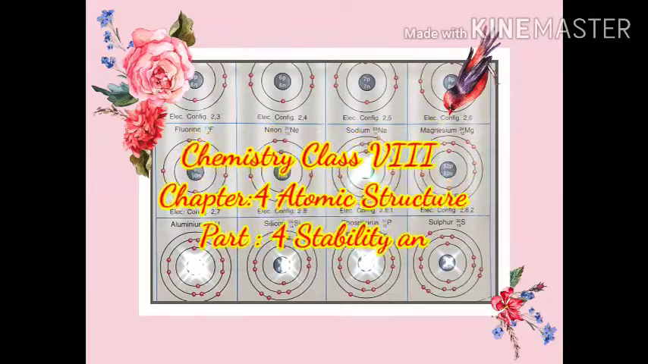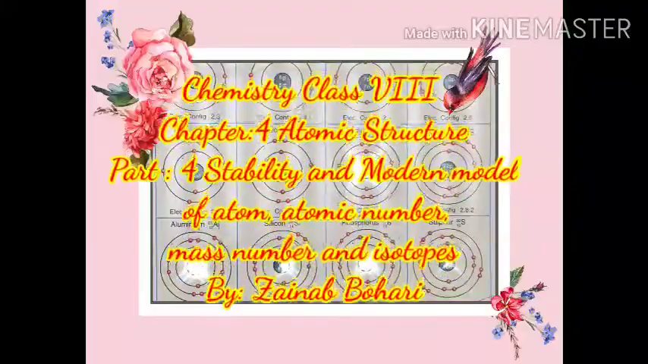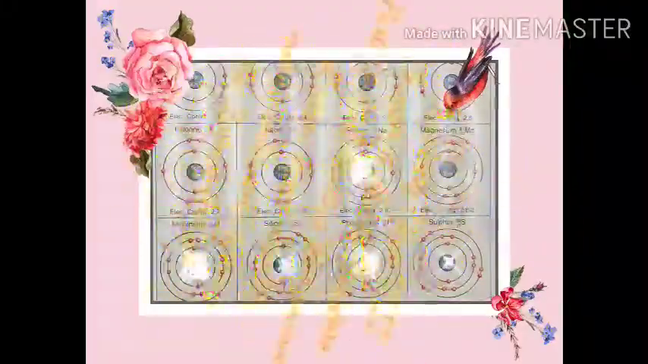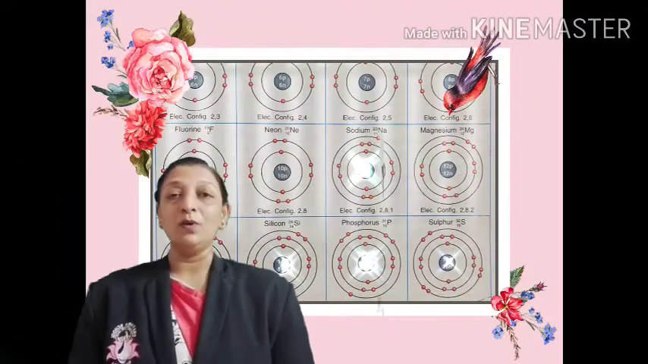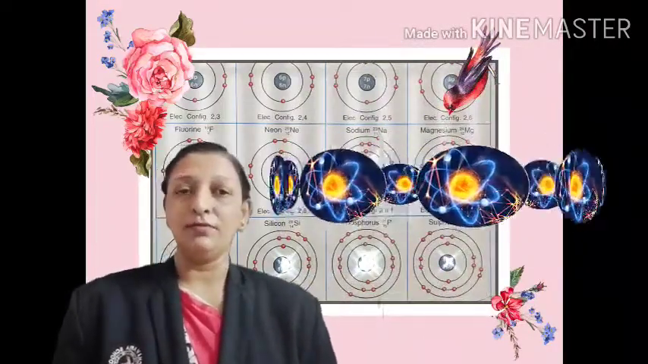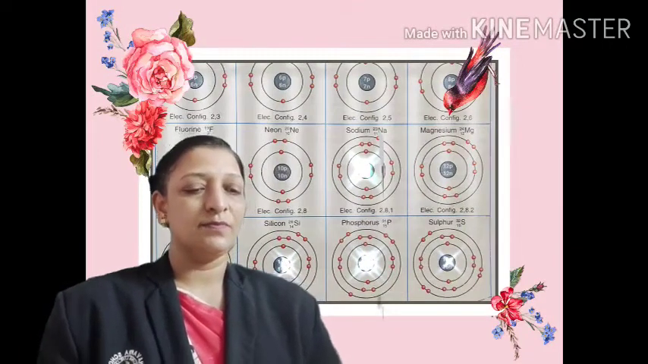Chemistry Class 8, Chapter 4, Atomic Structure, Part 4: Stability of Atom and Modern Model of Atom, Atomic Number, Mass Number and Isotopes by Bohrs. Hello dear friends, today we are going to learn about the stability of atom and the modern model of the atom with some basic terms and concepts.